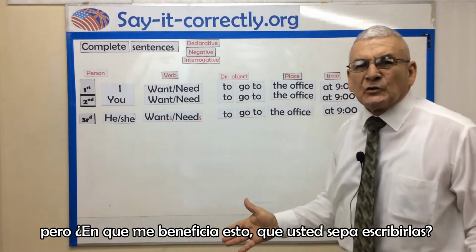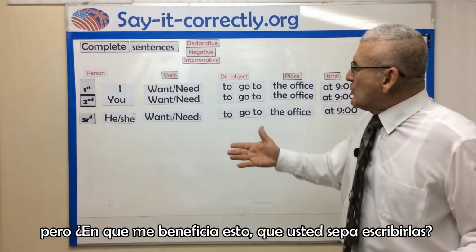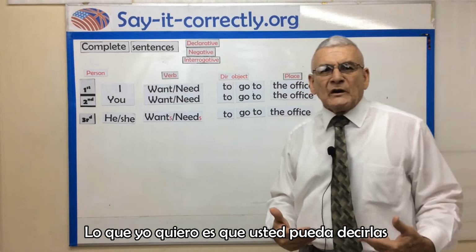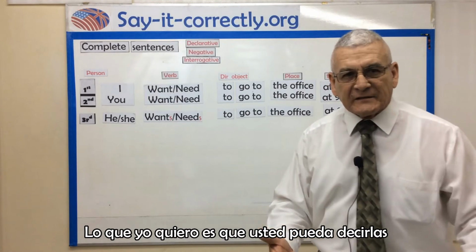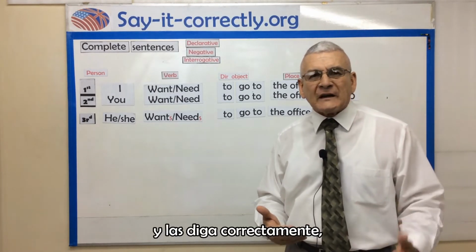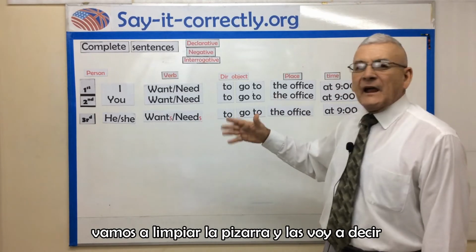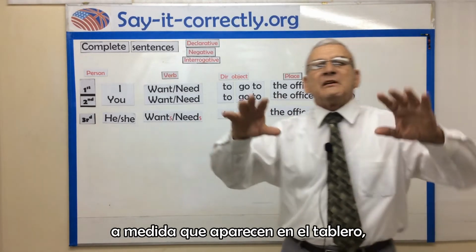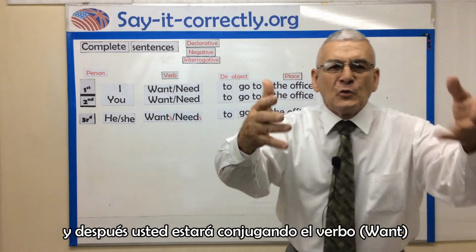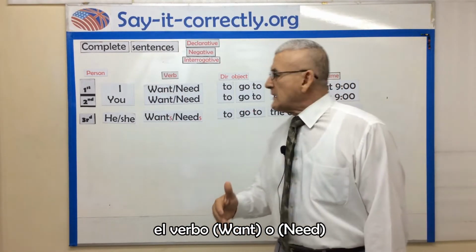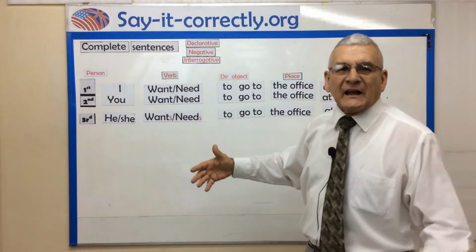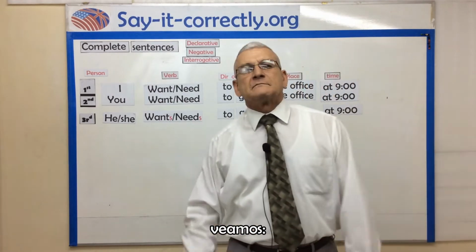But what good does it do me to know how to write? What I want is to be able to say it, and you have to say it correctly. So we're going to show you how to do it. We're going to take it out, and then I'm going to say it as it appears on the board. And then you will be conjugating the verb want or need as I did before. Let's see.